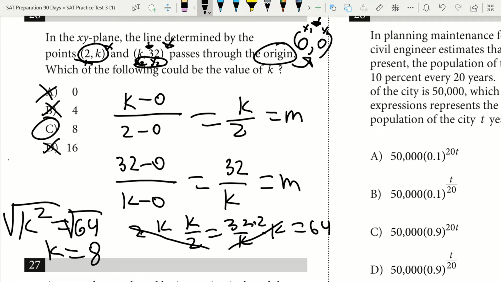The other thing would really just be making sure that we're paying attention to the words such as the origin, because if we didn't pay attention to this part here, passing through the origin, we wouldn't be able to solve for this. So it's very important that we pay attention to that as well. So looking for details, especially on these later questions in the math section when it's more difficult, is very important.